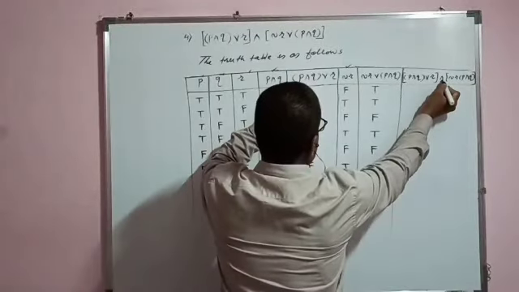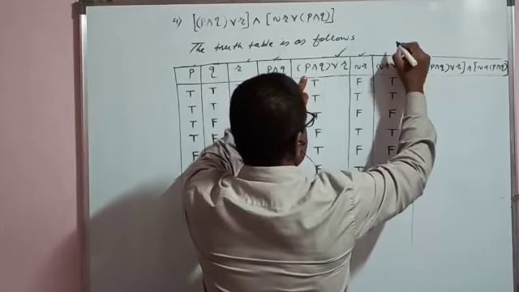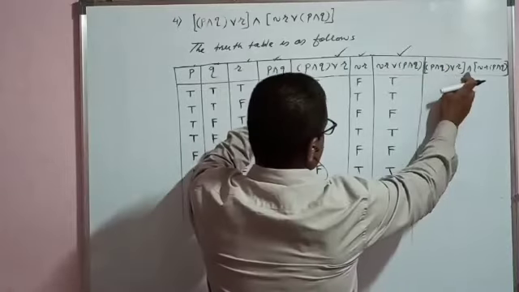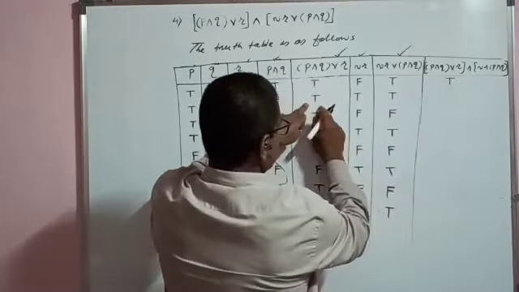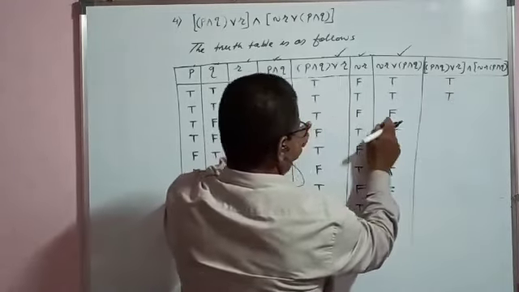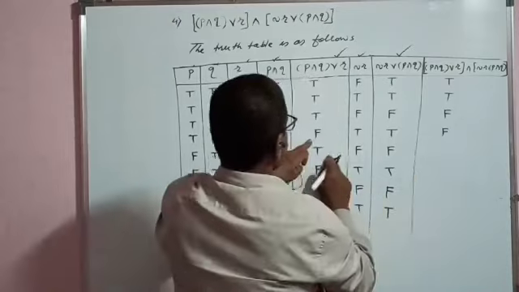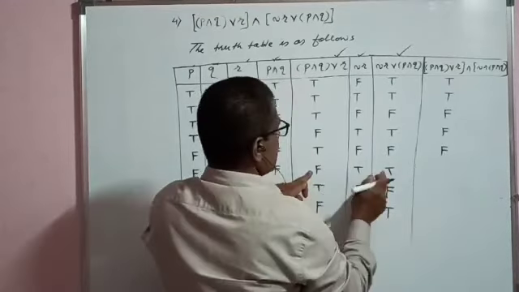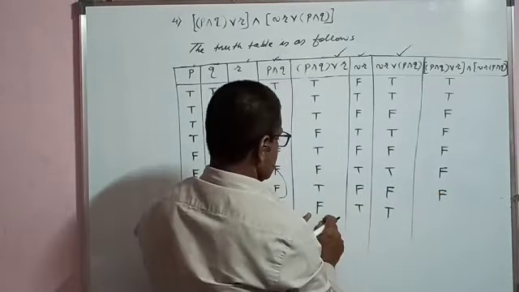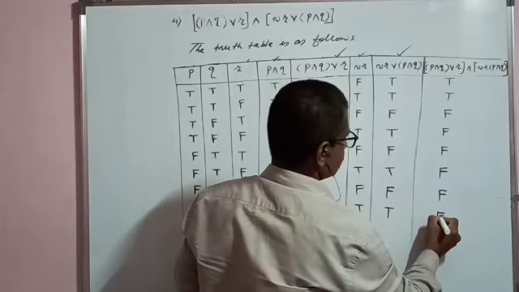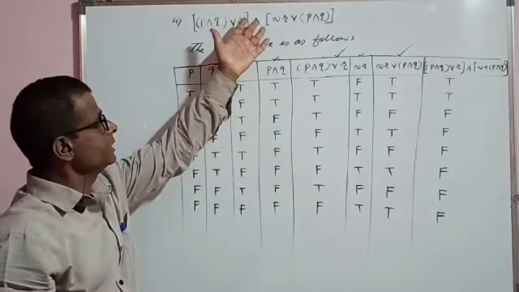So the conjunction between what? Conjunction between these two statements. The conjunction is true if both are true, and it is false in all other cases. So TT, it is T; TF, it is F; FT, it is F; FF, it is F. So this is the truth table for the given statement pattern.